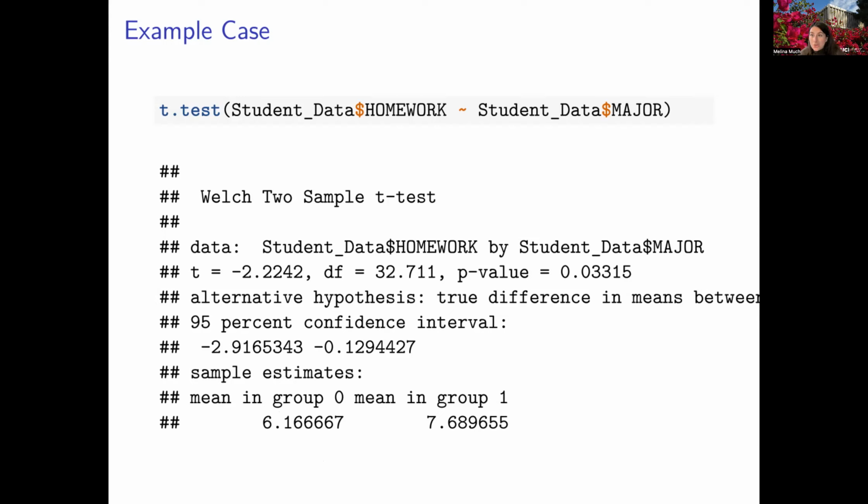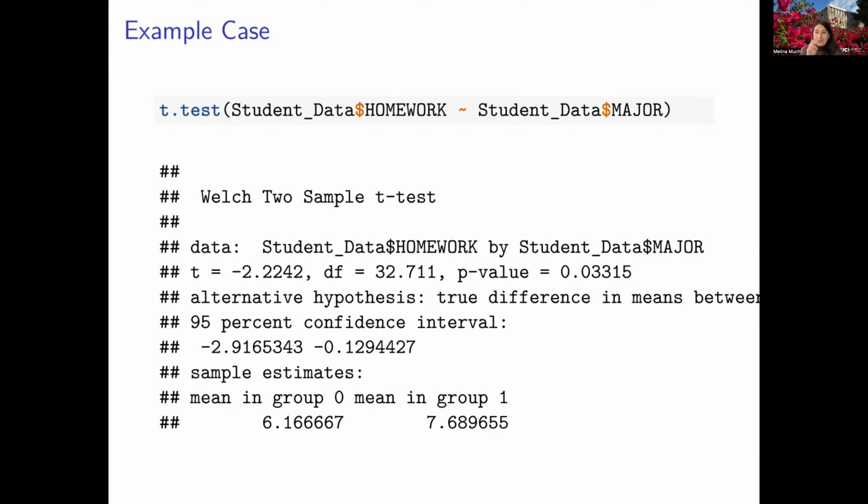That means we can also reject the null hypothesis that there's no relationship between homework score and major in favor of the fact that maybe political science students do better on their assignments broadly in their political science courses than students that maybe are a little bit less invested in the course, right? So the p-value of 0.03 is less than 0.05, so we can reject the null.